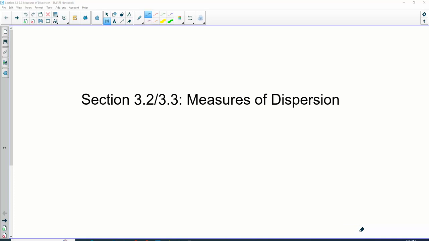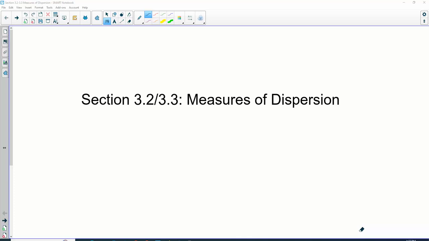Yesterday was measures of center. In other words, we looked at mean, median, and mode. How do you find the middle of a set of data? Today, we are talking about dispersion, which is how spread out your points are. Are all of them very similar, or do we have some high and some low values?